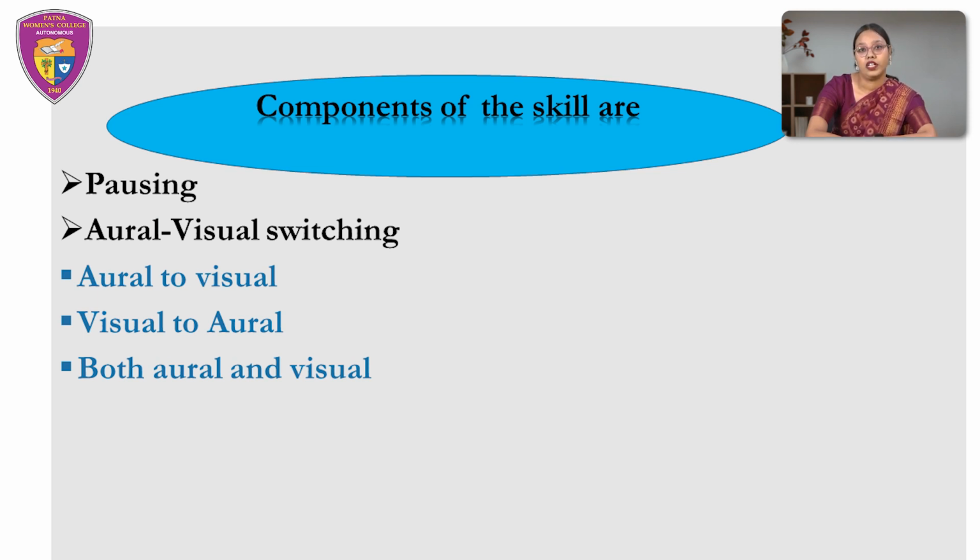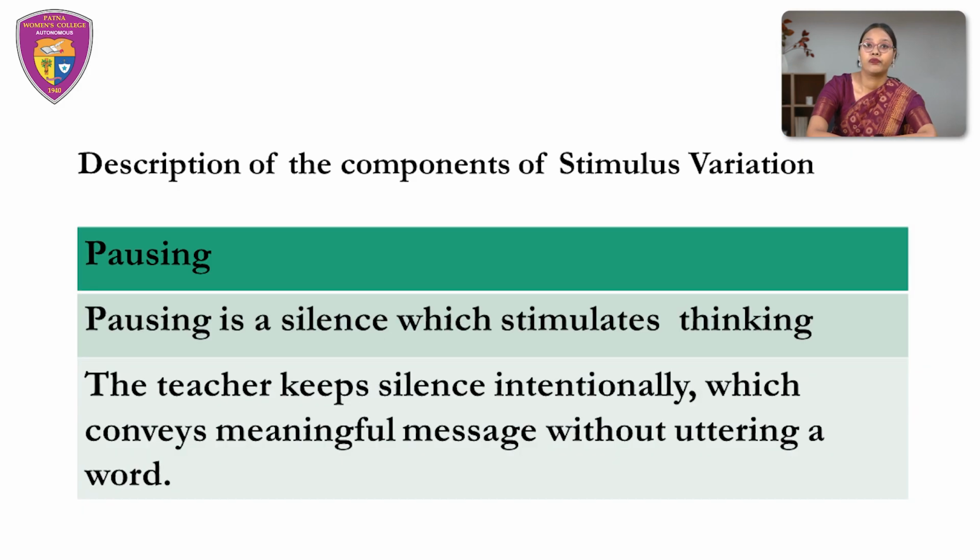Oral visual switching. This behavior refers to the introduction of a change or variation in the use of the medium. For example, oral to visual, visual to oral or a combination of oral and visual. Pausing. Pausing is silence for some seconds. Silence indicates a pause during talk.